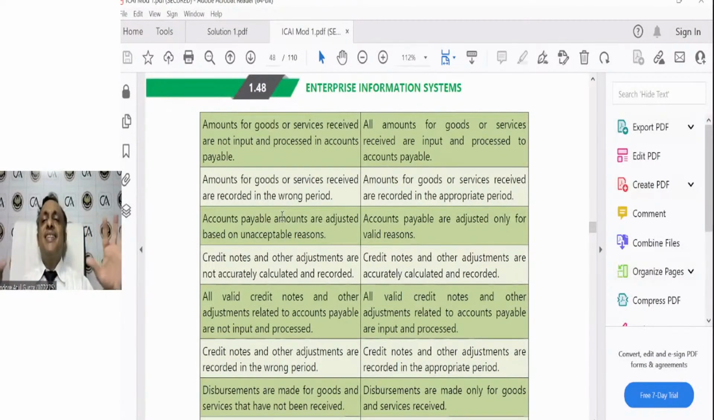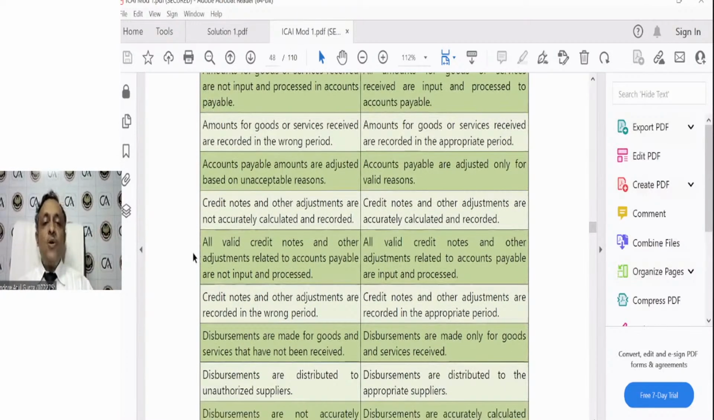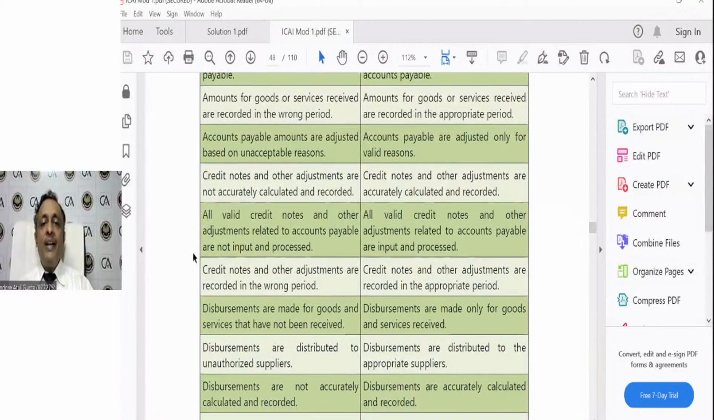I told you ours is a king subject. Whatever you read has to be applied. Nothing has to be relearned. Now, what has to be ensured? It has to be recorded. Again, a clerical issue. Then accounts payable amounts are adjusted based on unacceptable reasons. Clerical, proper reasons have to be created, say quality of the goods like that.